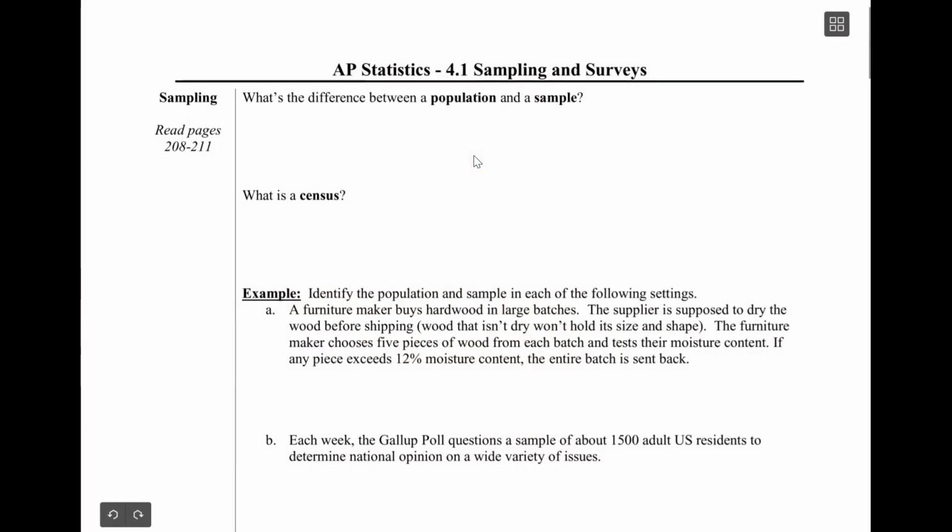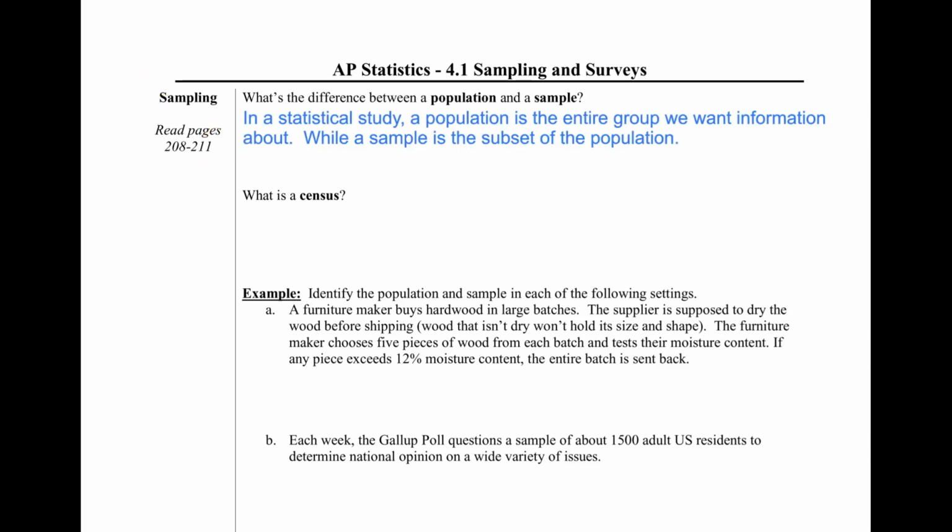AP Statistics, we are ready to start Chapter 4. That's all about sampling, surveys, and how we actually collect the data that we study in AP Statistics. Let's begin by defining the difference between a population and a sample.